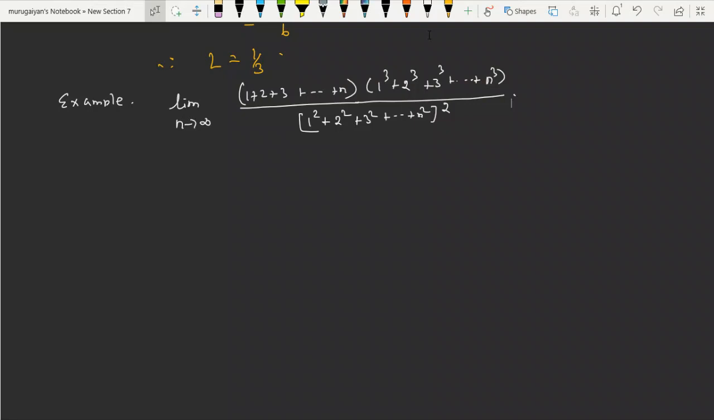The next example: limit as n approaches infinity. There are two factors in the numerator: 1 to n, one special sequence, that is summation of n; the other one, 1 cube plus 2 cube up to n cube, the sum of cubes of the first n natural numbers, summation of n cube. The denominator is the summation of n square, the whole square. If you take n to infinity, here also we end up with a similar result, infinity by infinity, an indeterminate form.